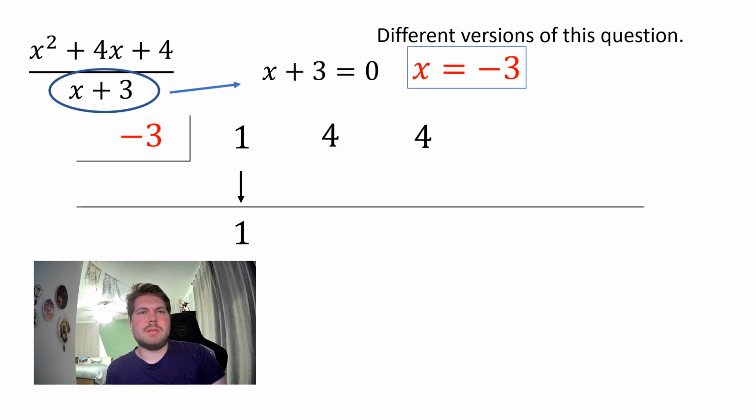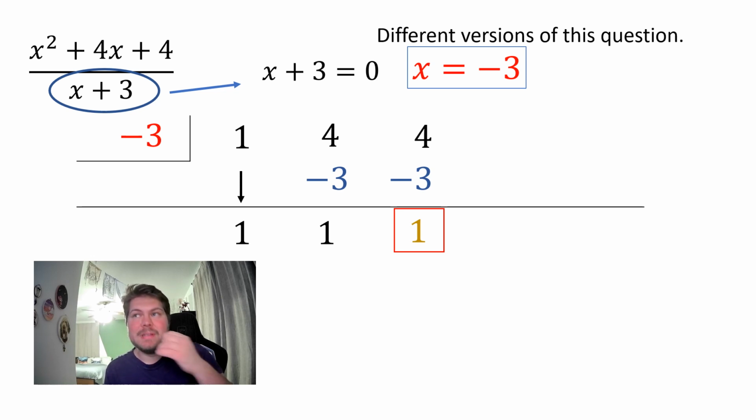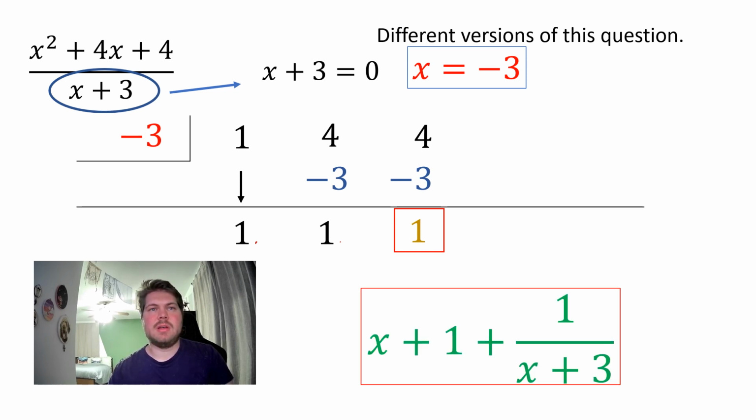Now we always bring the first number down. 1 times -3 is -3. 4 minus 3 gives us 1. -3 times 1 is -3. And then 4 minus 3 gives us 1. It's nice to get all ones, but we do have a remainder. So this will be our constant. This will be our x. And then the last one will be our remainder. So we're going to keep that as though it's in a fraction. So we get x plus 1 plus 1 divided by x plus 3.